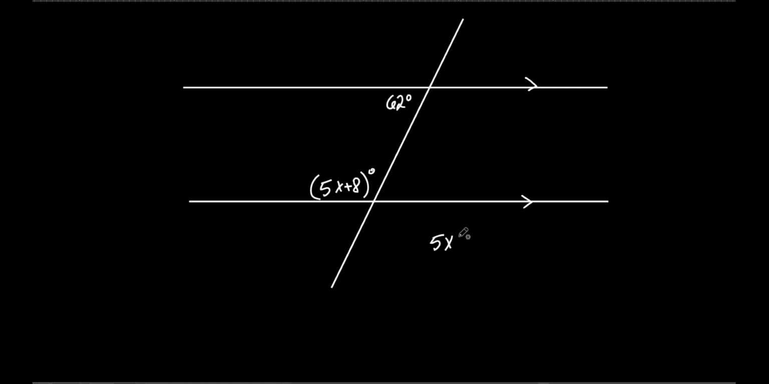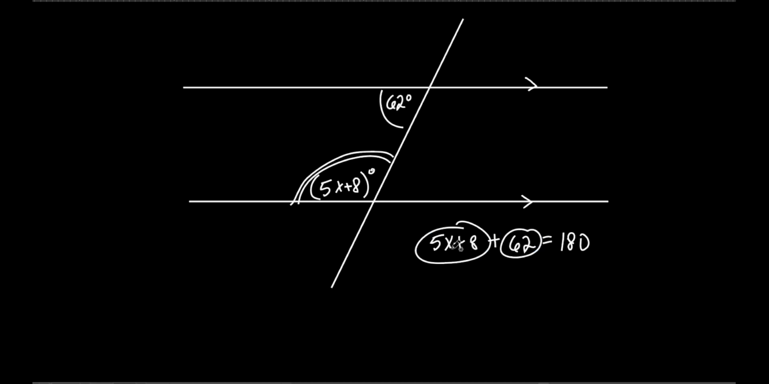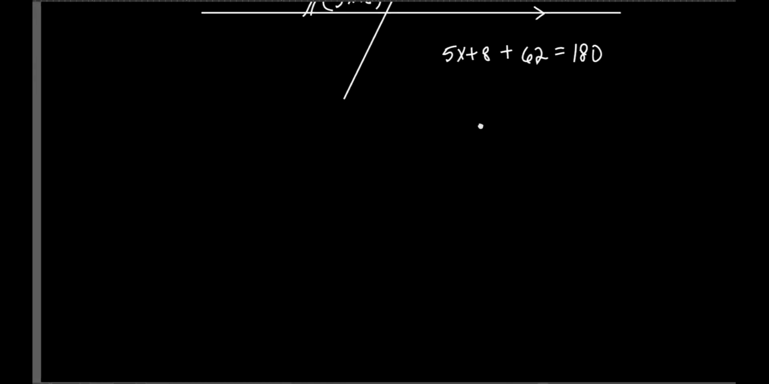Let's take 5x plus 8. We're going to add it to the other angle, which is 62, and we're going to set them equal to 180. Because this angle and this angle are supplementary. They add up to be 180. And that's exactly what I did. I took this one and this one, the obtuse one and the acute one, I added them together and I set it equal to 180. That was the geometry. Our geometry basically is finished. Now we have to do a little bit of algebra.